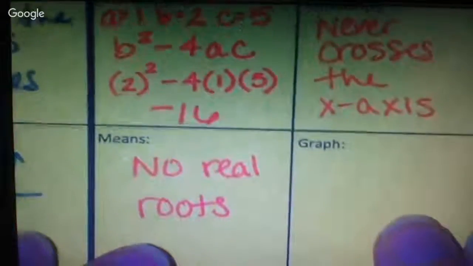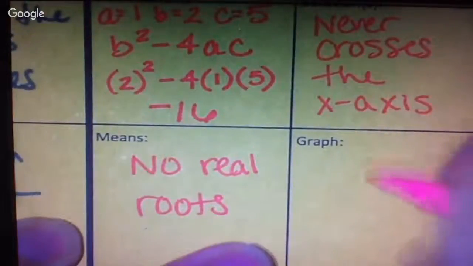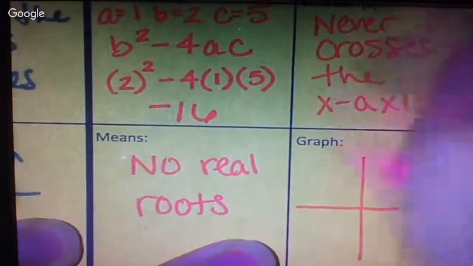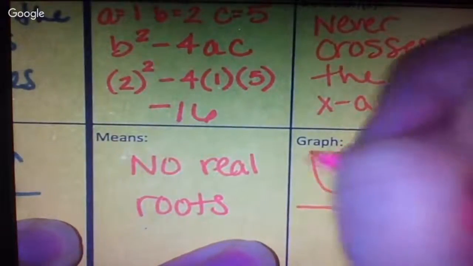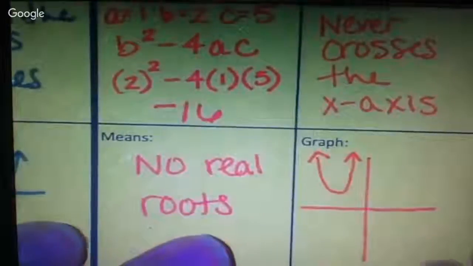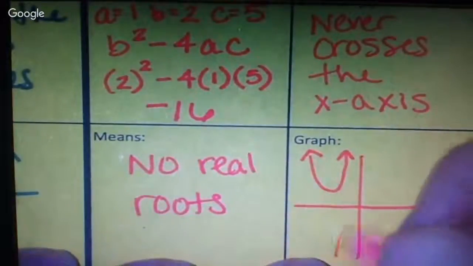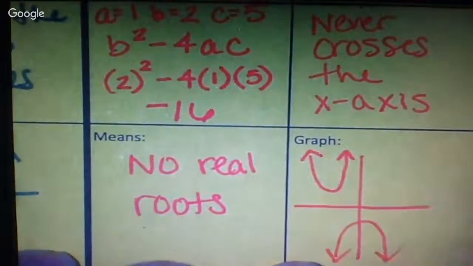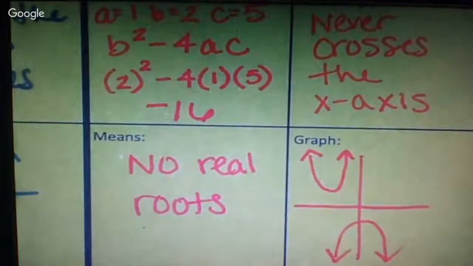Yes, ma'am. So your graph for this one would either look something like this, where it's above the x-axis, or it could look something like this, where it's below the x-axis. Okay, but it never touches it. Because this bottom one's going to keep going down, and that top one's going to keep going up. It'll never go down to touch that x-axis.